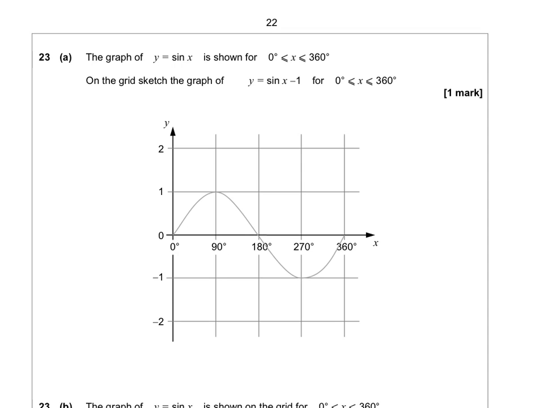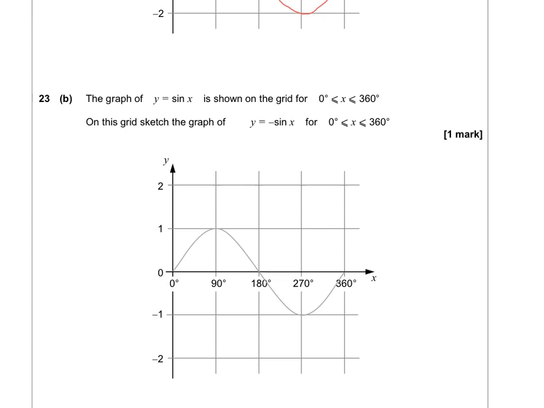23 part A. The graph of y equals sine x is shown here. On the grid, sketch the graph of y equals sine x minus 1. Now the negative 1 here represents a vertical translation by 1 unit downwards, i.e. a vector of 0, negative 1, so the whole graph shifts down 1 unit.